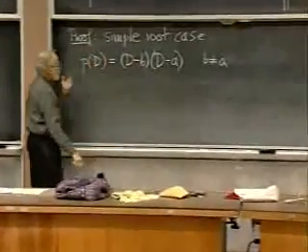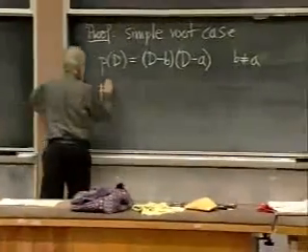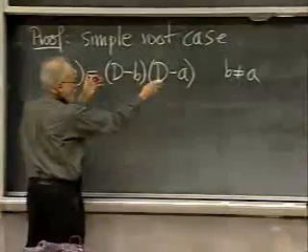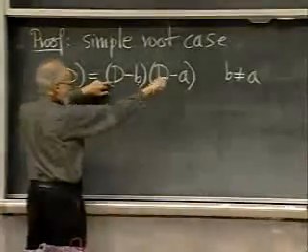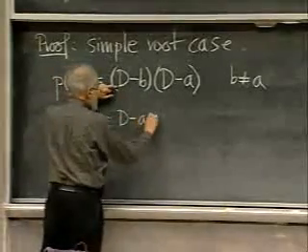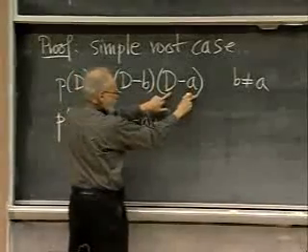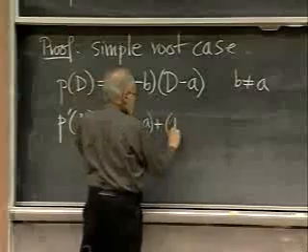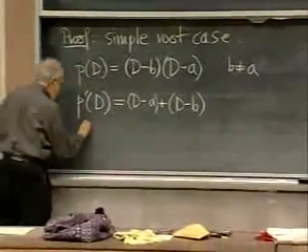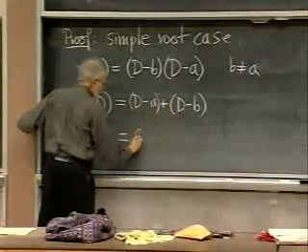Okay. What's then P prime? I'm going to have to calculate P prime of A. Let's calculate P prime of D first. By the ordinary product rule, it's the derivative of D minus A, which is 1, times D minus B, plus the same thing on the other side: the derivative of D minus B, which is 1, times D minus A. So that's P prime, and therefore what's P prime of A? This part is 0, and that's A minus B.